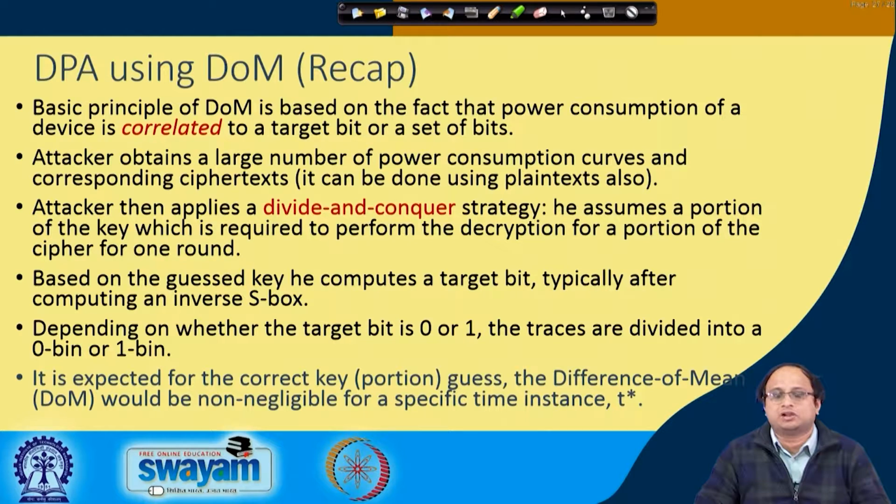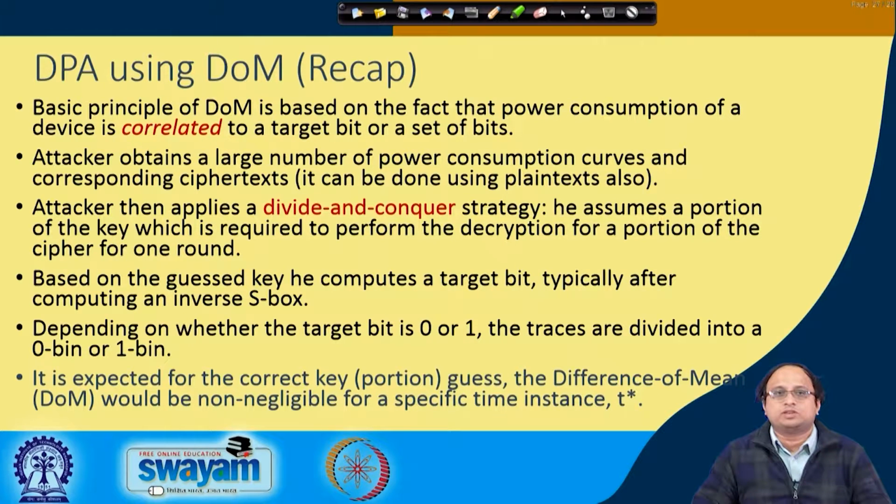Suppose I want to calculate the input of the last round S box. I need to perform an inverse S box on the exclusive OR of the portion of the ciphertext and the portion of the key which you are guessing. Because you do not know the key, you guess that byte of the key, calculate the inverse S box, and then target some specific bit. This could be the LSB, it could be the MSB, or it could be any linear combination of the bits.